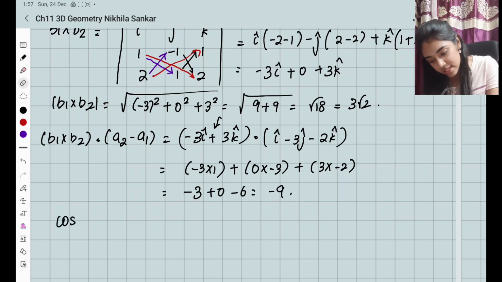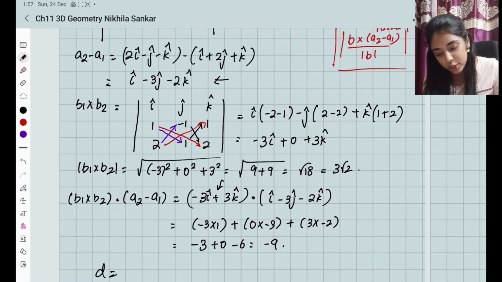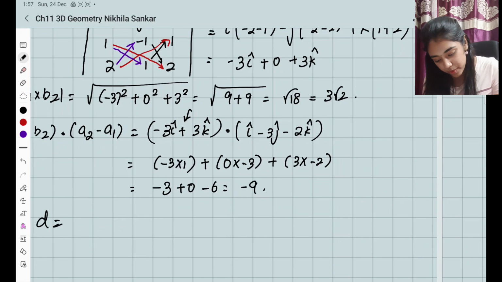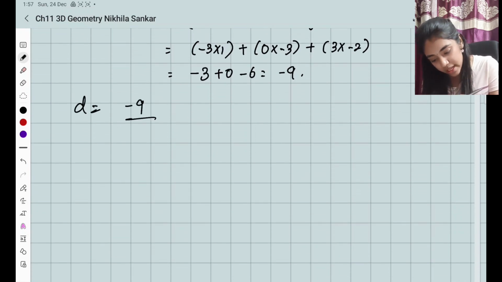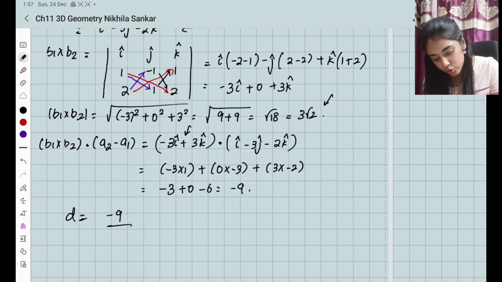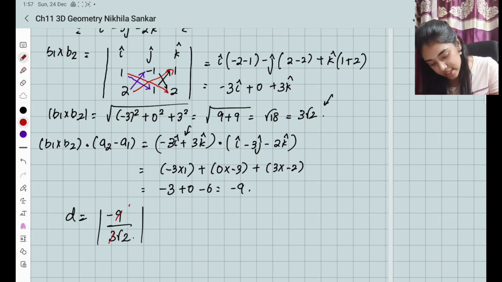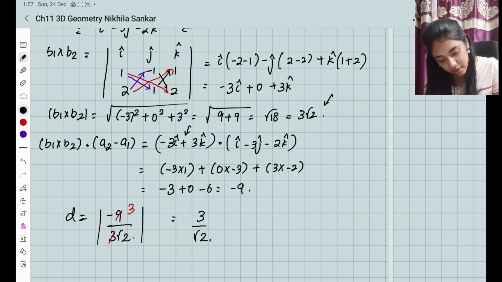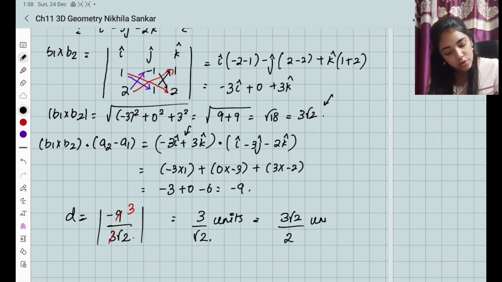Now, we are talking about the distance. The distance is going to be the numerator, the dot product, which is minus 9, that we just found. So minus 9 divided by the denominator, the magnitude, which is 3 root 2. When you find the magnitude of this, I can cancel, right? The 3 will cancel. So the magnitude of this is going to be 3 divided by root 2. Okay? Units. If the root 2 bothers you, you can also write this as 3 root 2 divided by 2 units. Okay?